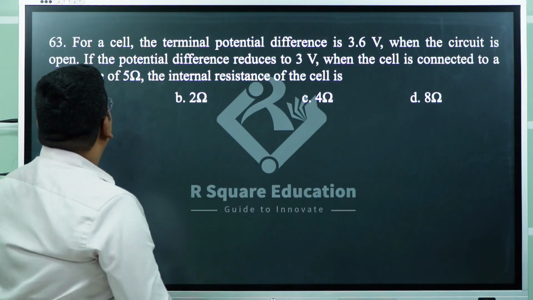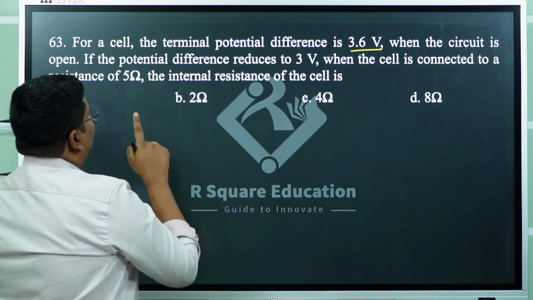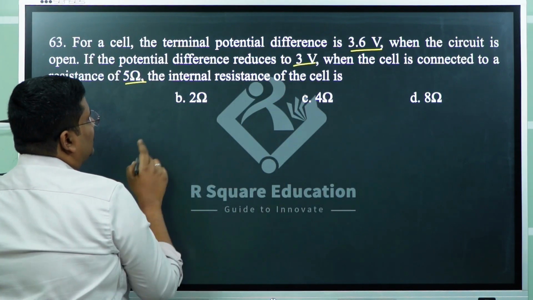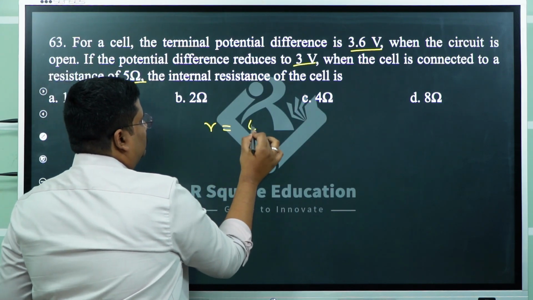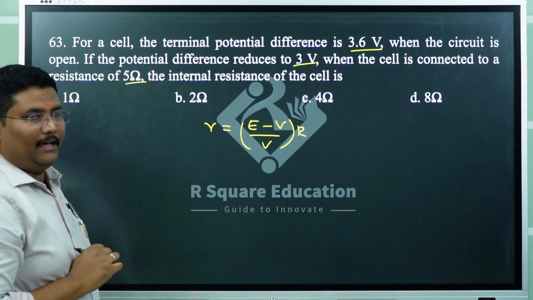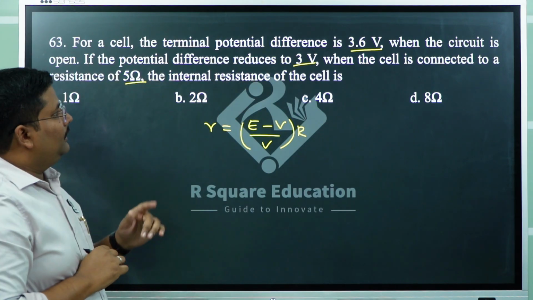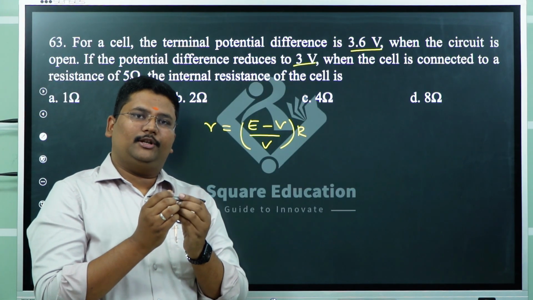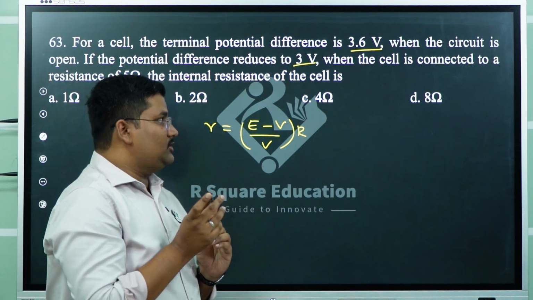See this question. For a cell, the terminal potential difference is 3.6 volt when the circuit is open. If the potential difference reduces to 3 volt when the cell is connected to a resistance of 5 ohms, the internal resistance of the cell is. So basically internal resistance is equal to (E minus V) by V into R. See the question carefully. When the circuit is open, they are only measuring the potential across the cell, which is called the EMF.